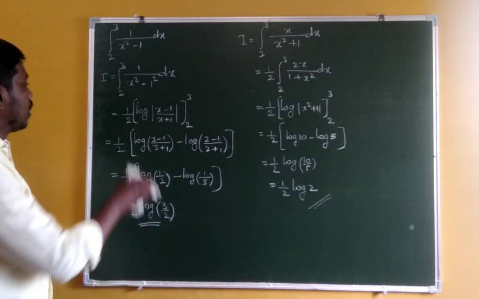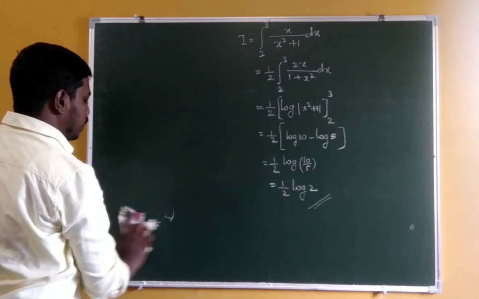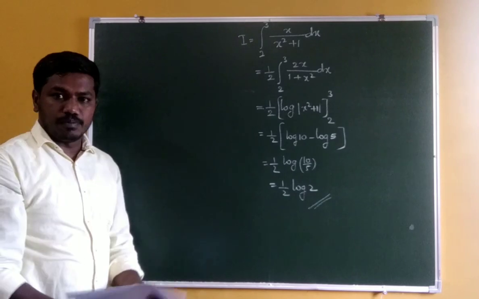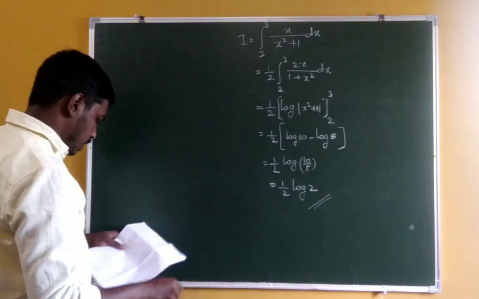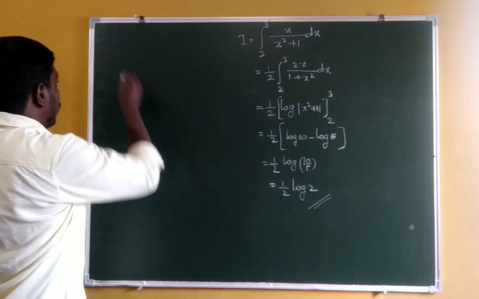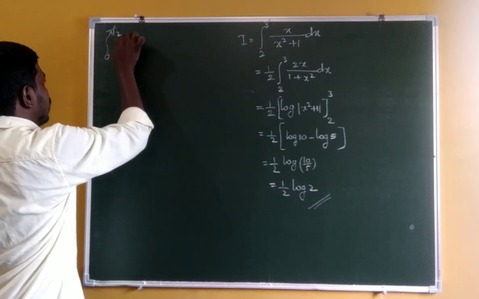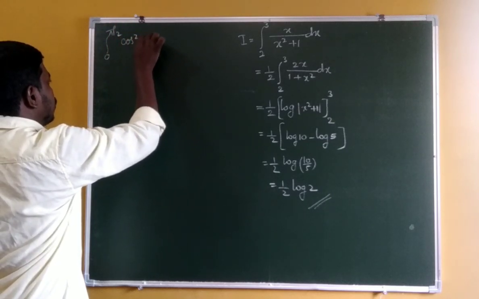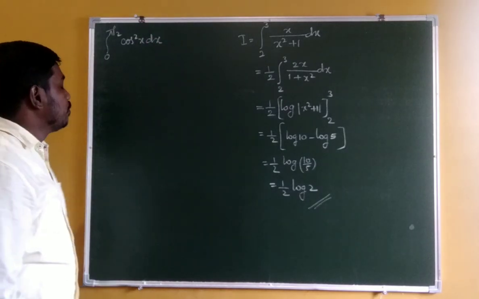Next question. Keep solving one by one, these are very simple questions. Yes, next: integration from 0 to pi by 2 of cos square x into dx. Cos square x into dx is very simple.